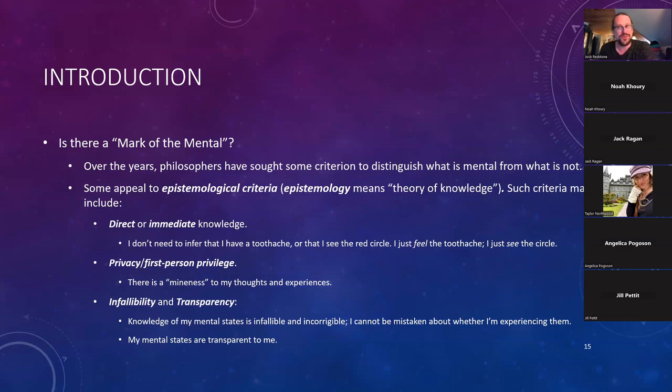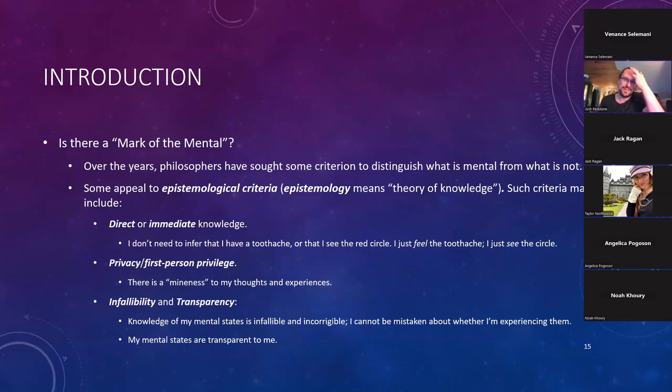Are there problems with this, though? What do you think? Venance, go ahead. Yeah, I would say one of the problems with this would be in terms of hallucination, mirages, stuff like that. Exactly. Like, what about hallucinations, mirages? We could also add perceptual illusions, right? Yeah, I can be mistaken.